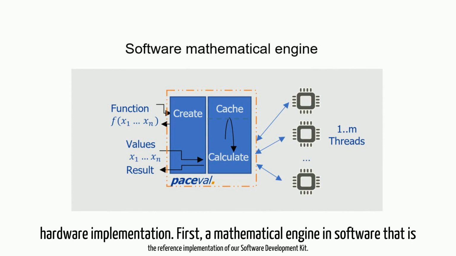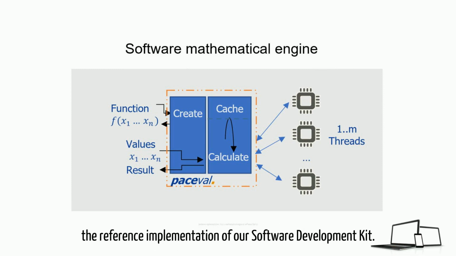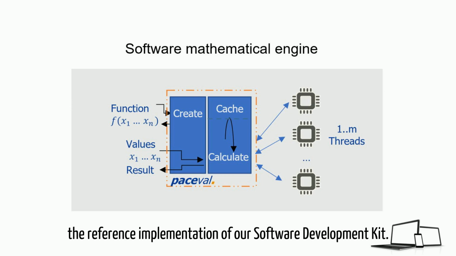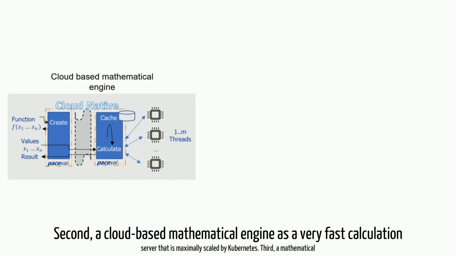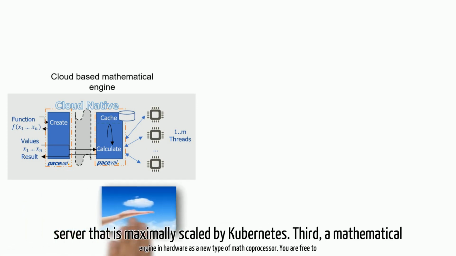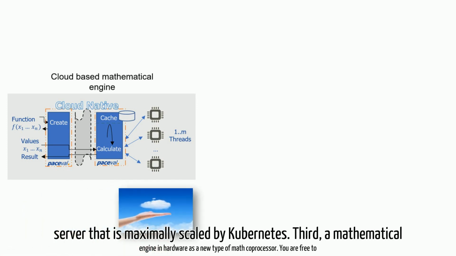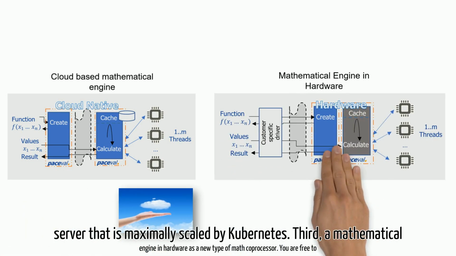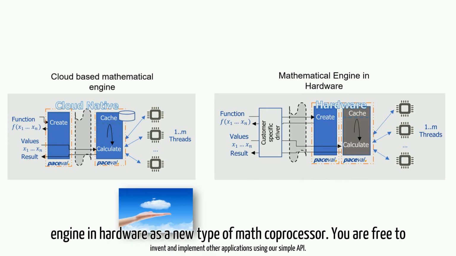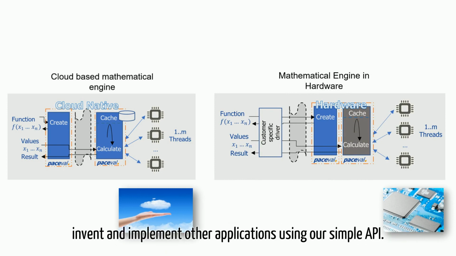First, a mathematical engine in software that is the reference implementation of our software development kit. Second, a cloud-based mathematical engine as a very fast calculation server that is maximally scaled by Kubernetes. Third, a mathematical engine in hardware as a new type of math coprocessor. You are free to invent and implement other applications using our simple API.